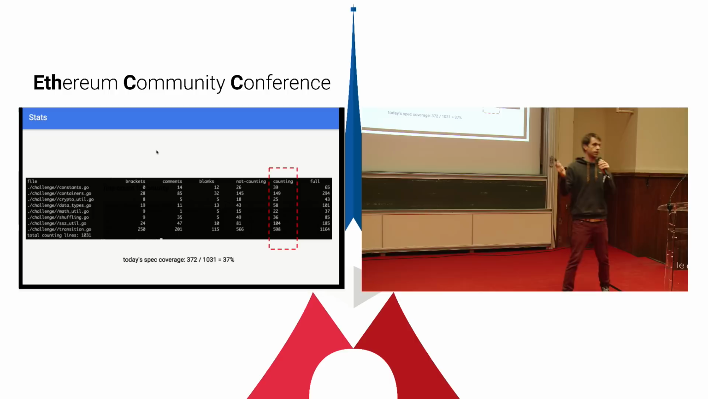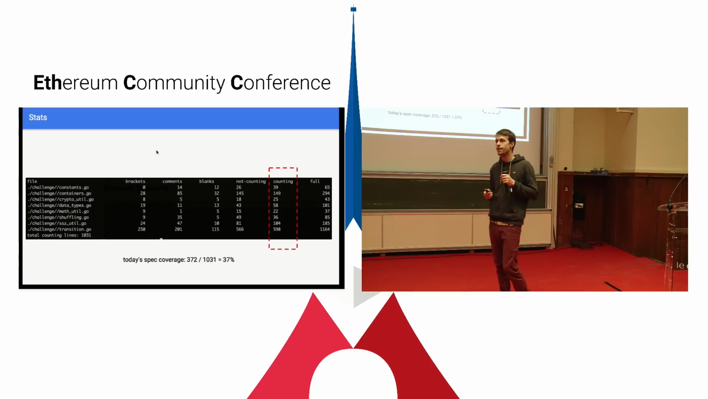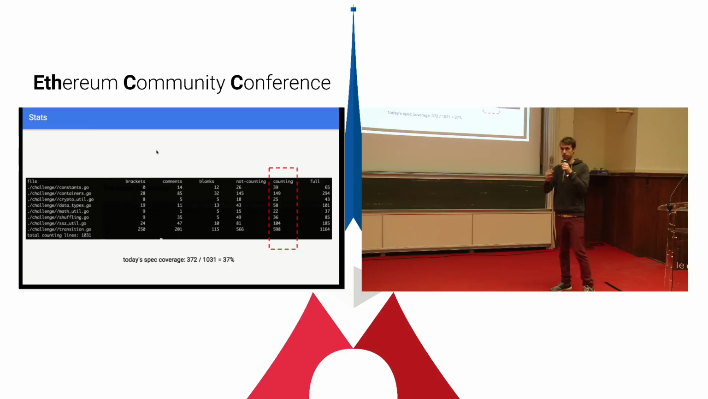Yes, here. I was wondering, how are constants like the 2 million ETH decided? How do we decide on having 2 million ETH to start the process? Like how are those constants decided?